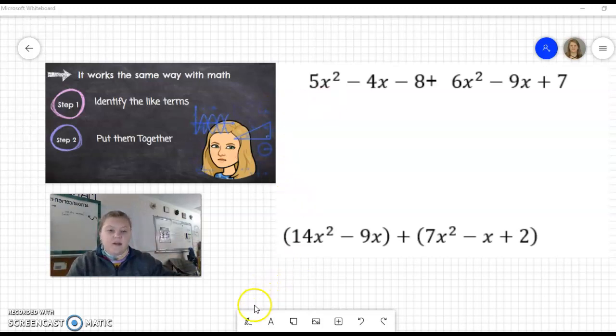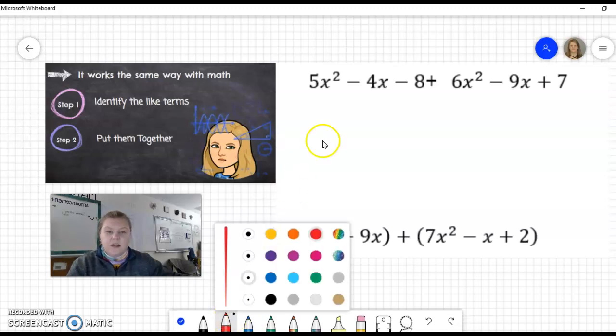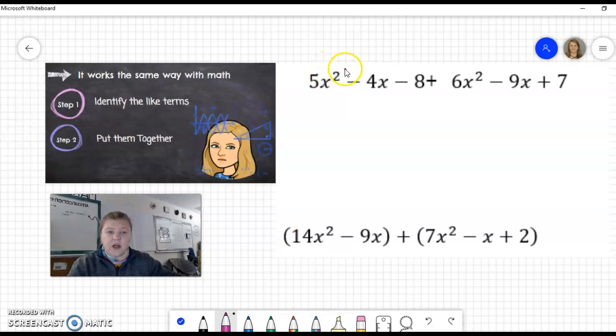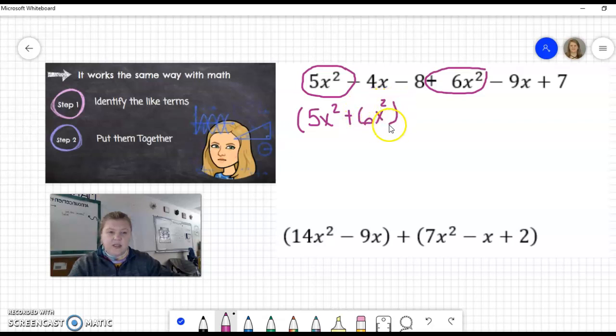So step one is identifying my like terms. If I look here, I have an x squared, so I'm looking for anything else that also has an x squared. So here I have a positive 6x squared. So notice I take the sign in front of it. So I have 5x squared plus 6x squared. Okay, and I'm just going to close the parentheses so I know I'm going to be grouping those.